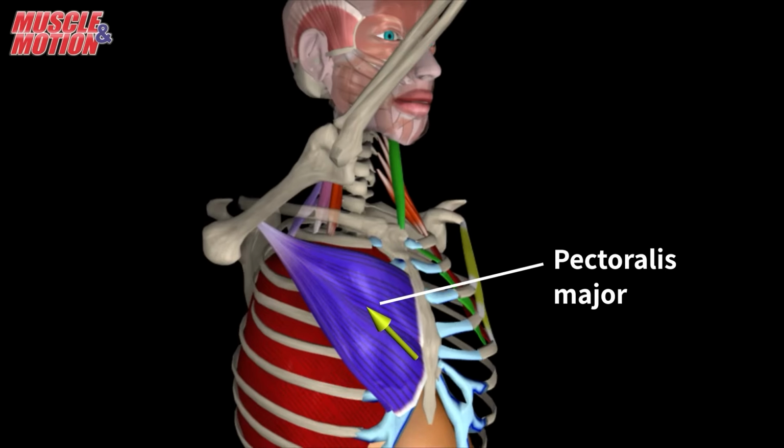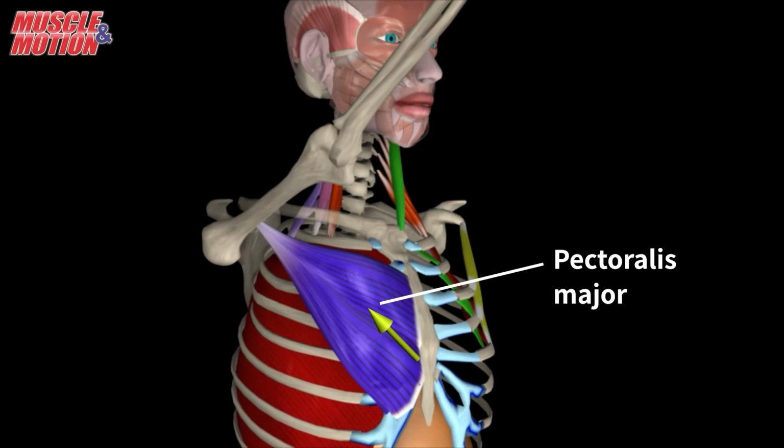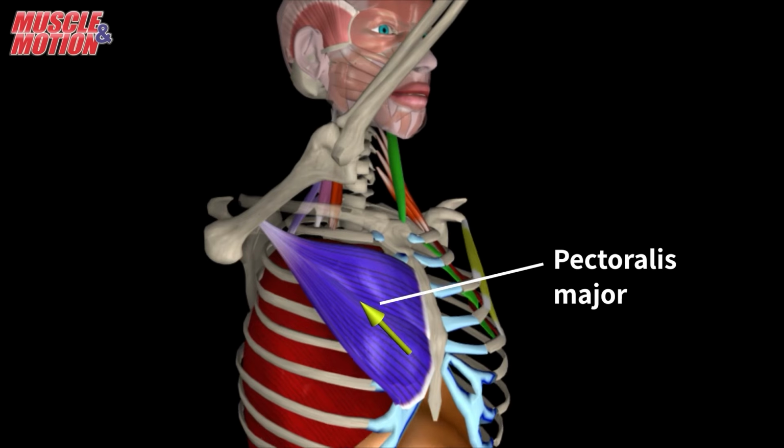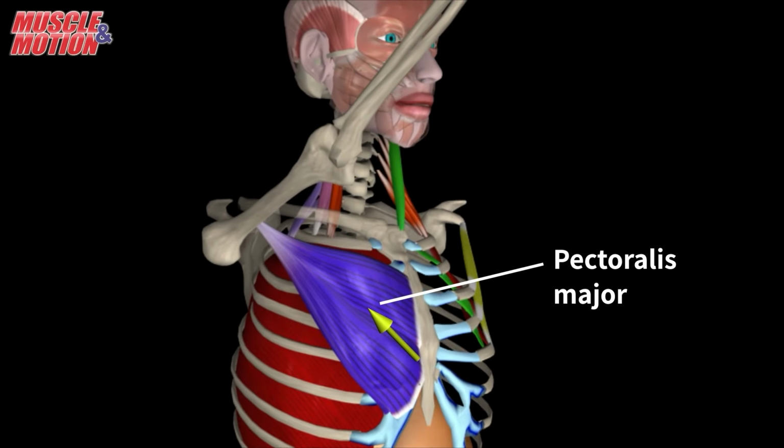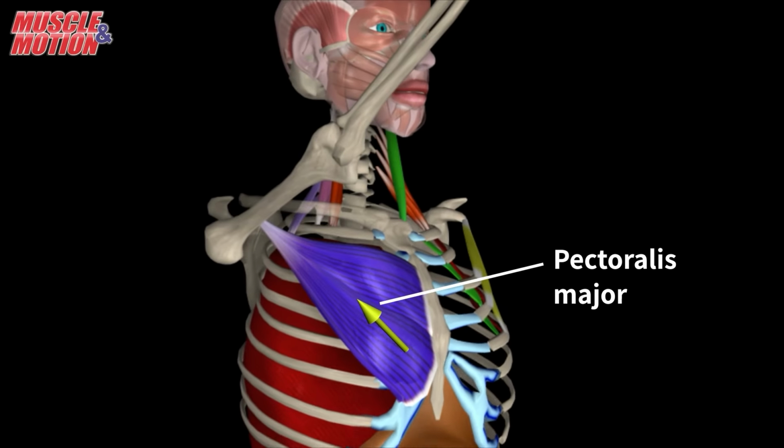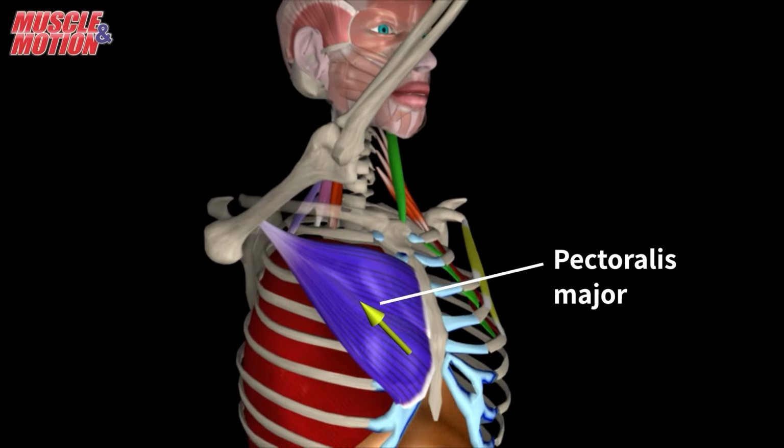The pectoralis major is also an accessory muscle of inspiration, acting to expand the rib cage during forced inspiration. The muscle pulls the rib cage anteriorly, therefore lifting the ribs and expanding the thoracic anterior posterior diameter.